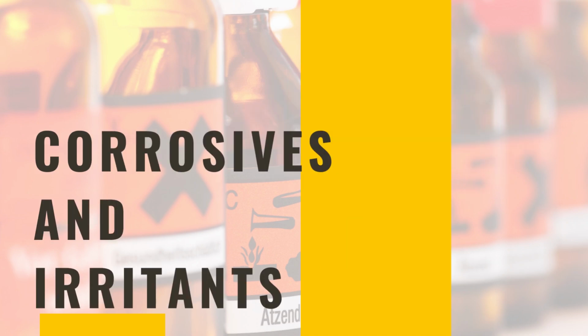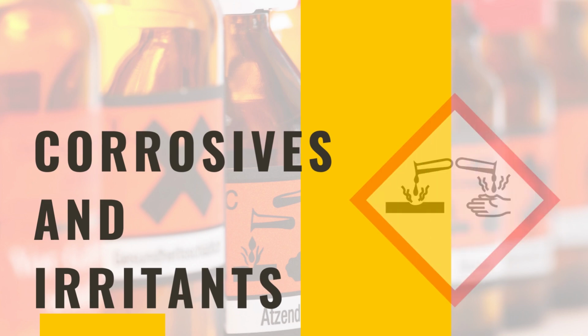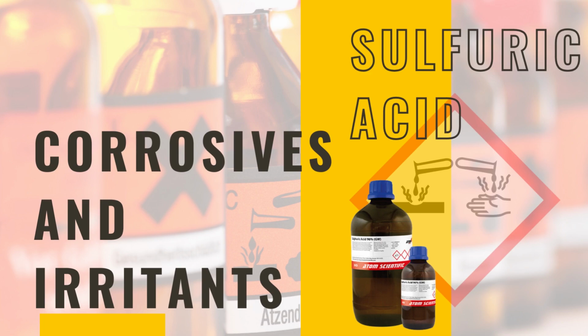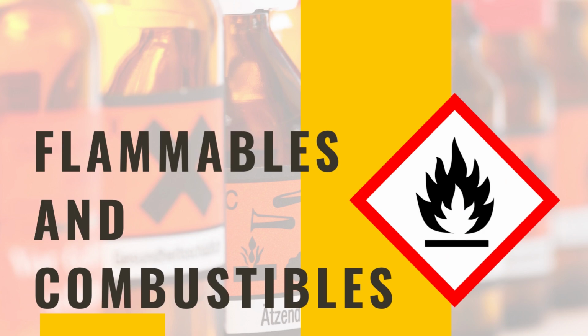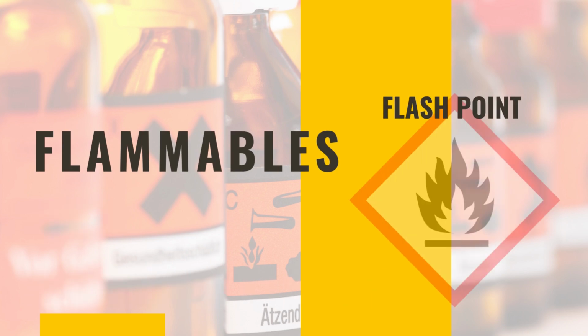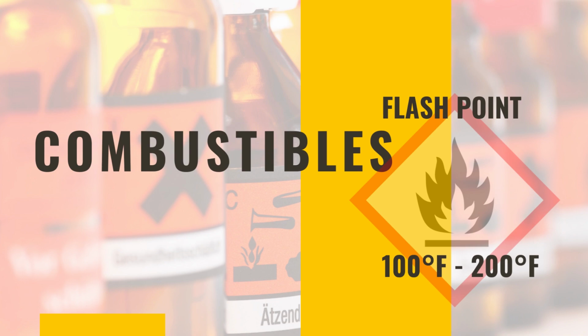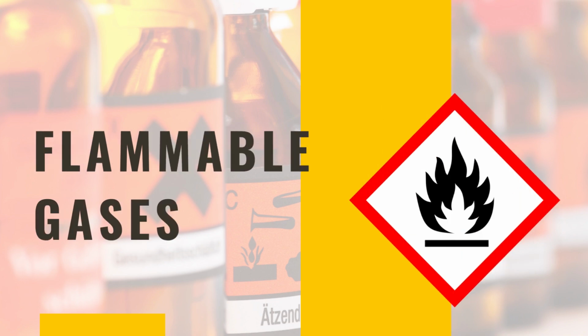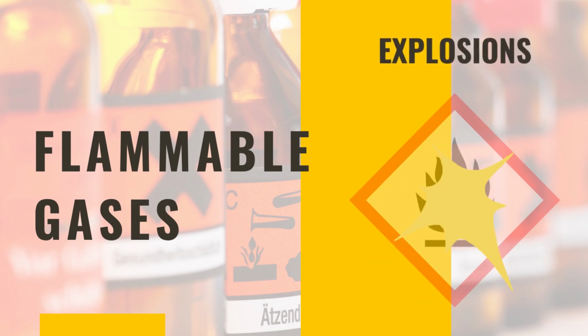Corrosives and irritants are chemicals that can cause damage to your body upon contact. Corrosives, like sulfuric acid, can lead to severe burns, while irritants typically cause temporary inflammation or swelling. Flammables and combustibles are materials that can catch fire. Flammables have a flash point below 100 degrees Fahrenheit, like gasoline. Combustibles, on the other hand, have a flash point between 100 and 200 degrees Fahrenheit. Flammable gases such as propane and acetylene are easily ignited and can lead to explosions.